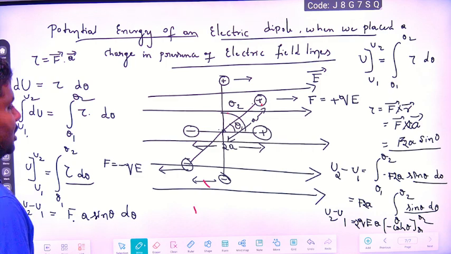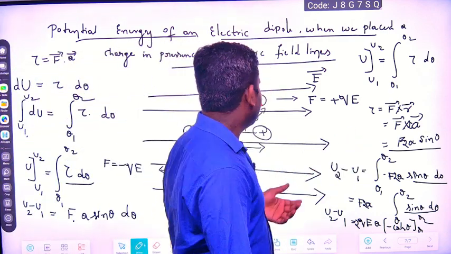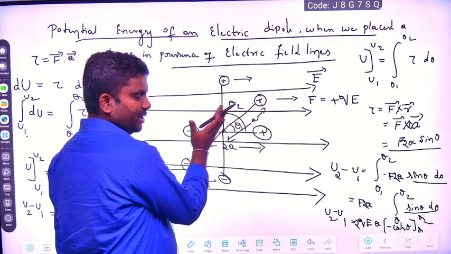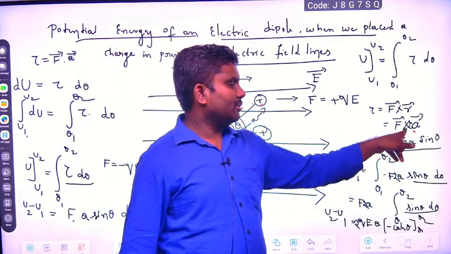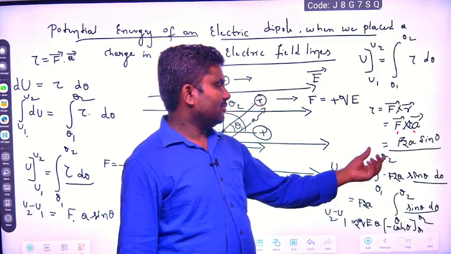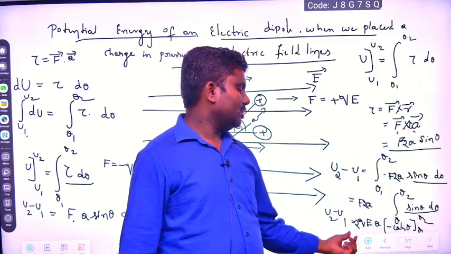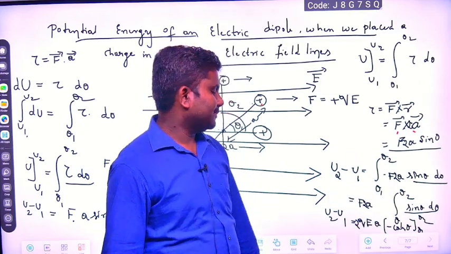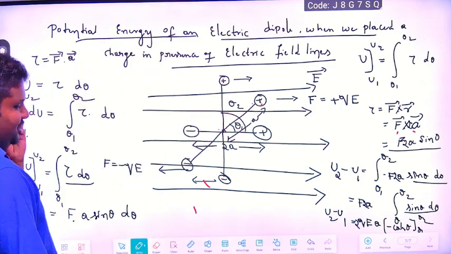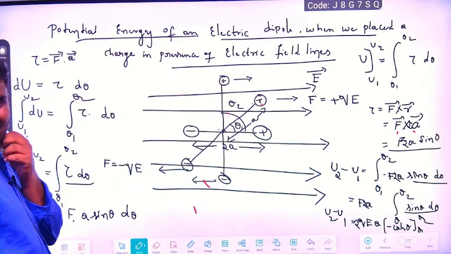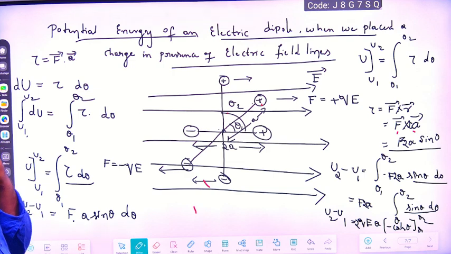Here it is force into displacement. Now both charges are moving, right? So force into displacement is F into 2A. Now F is equal to QE, so 2QEA. Understood? Not understood means I can explain once again, no problem.